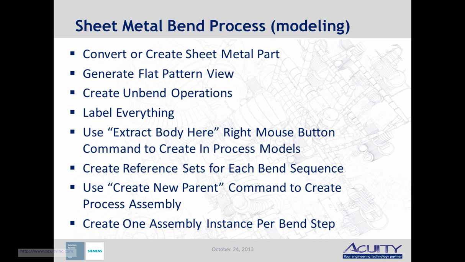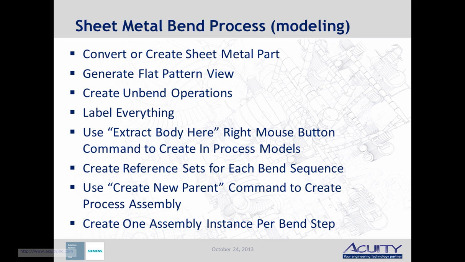Next up, we've got a sheet metal bend process. This one's a little complicated. The steps are convert or create a sheet metal part. Then you want to generate your flat pattern view. Then create unbend operations to show the sequence of bending. Label everything just for your general sanity.